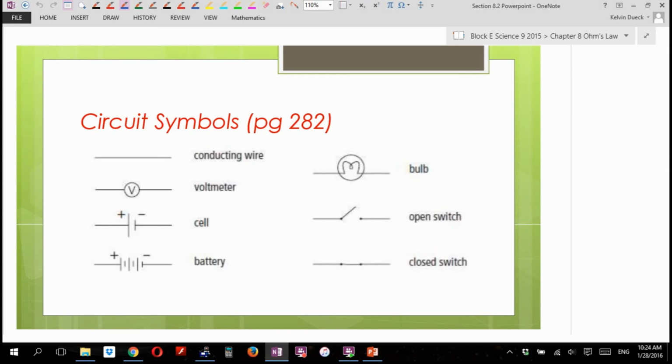I'll often do that. Bulb, you can, I pulled that one, or if you want to, you can also do a bulb with a little loop in it. Oh, and then those bottom two are pretty obvious, open switch, closed switch. And they're also on page 282 if you want to see them, but you got it. Did I include them in your notes? Wow, that was clever of me.